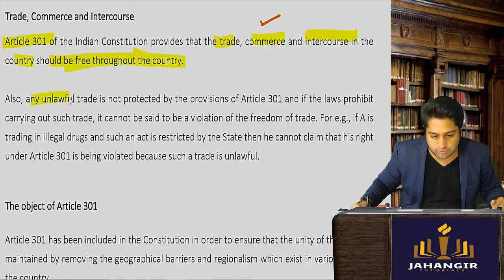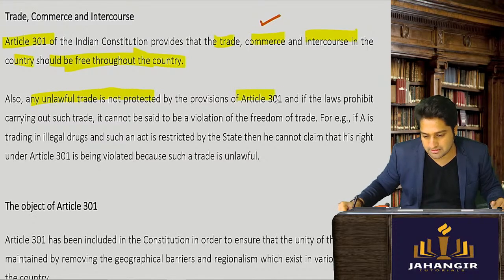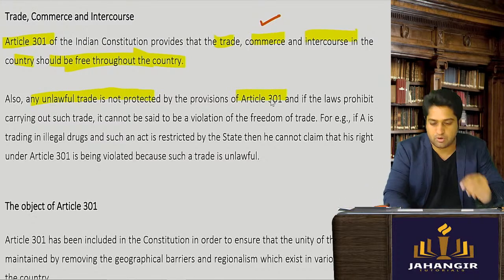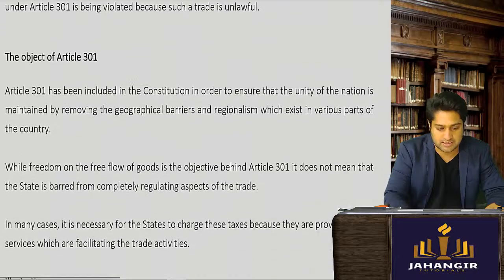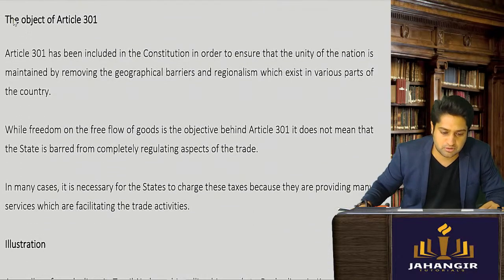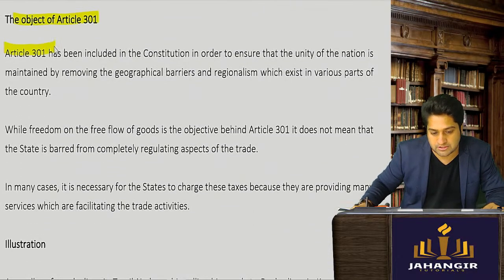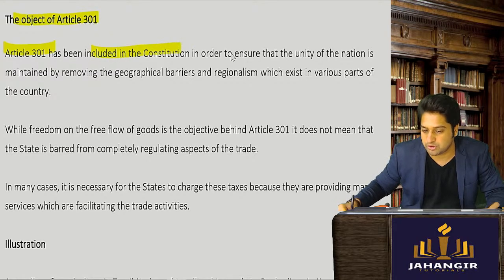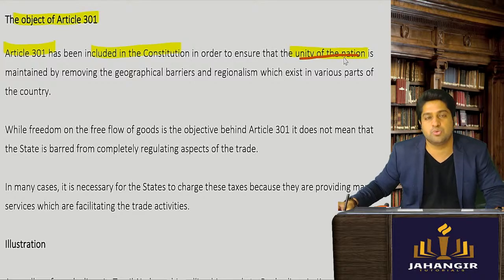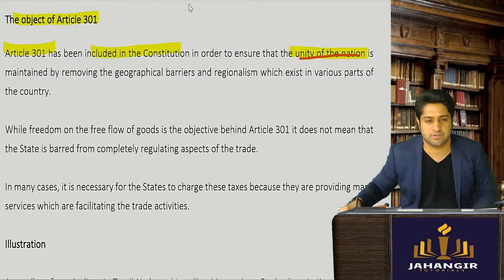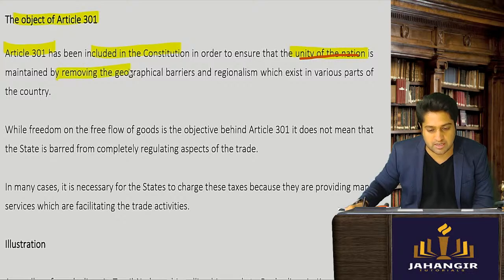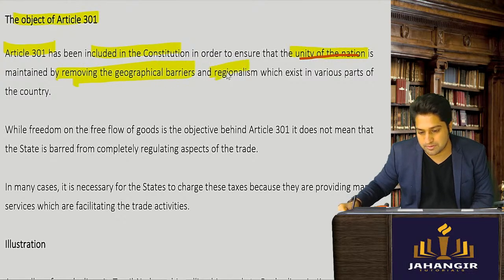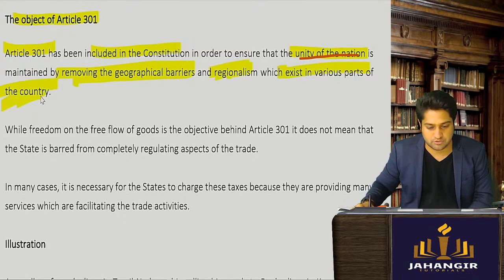Also, any unlawful trade is not protected by Article 301. If I want to deal in illegal drugs, etc. Object of 301: Article 301 has been included in the constitution to ensure that there is unity of the nation, that you can transfer goods to any state, by removing the geographical barriers and regionalism which exist in various parts of the country.